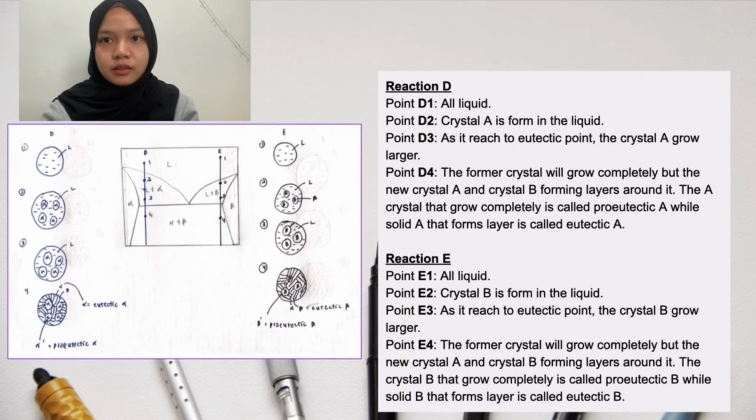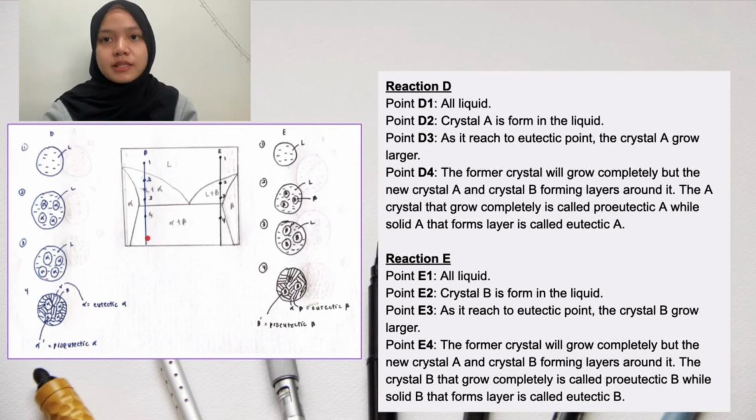For reaction D, the microstructure will always start as liquid at higher temperature, and then by lowering the temperature, crystal A will form in the liquid plus alpha phase. Further lowering the temperature, the solid A will grow larger. After passing the eutectic point, the former crystal A will have grown completely, and the new crystals A and B will form layers around it.